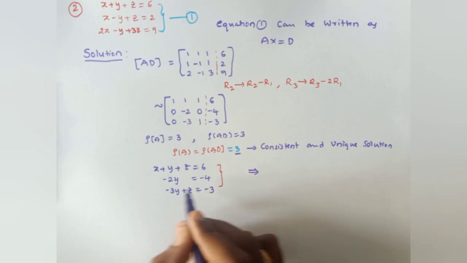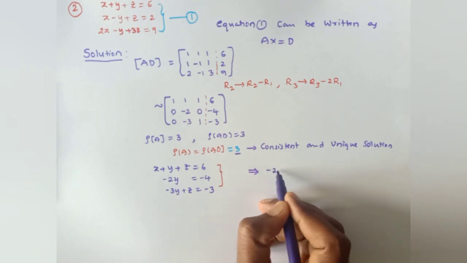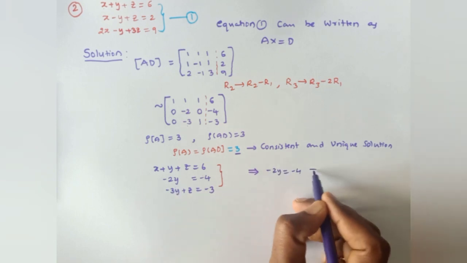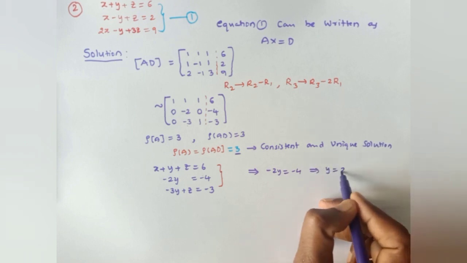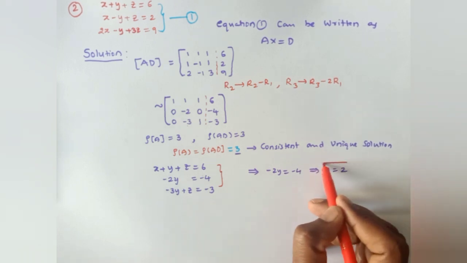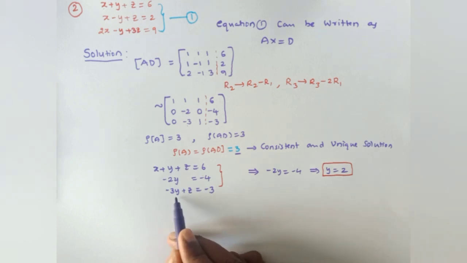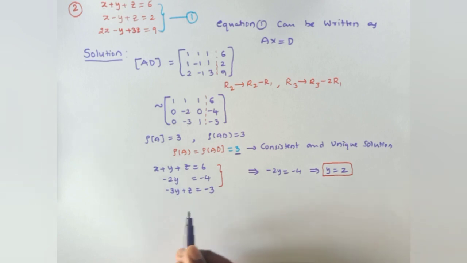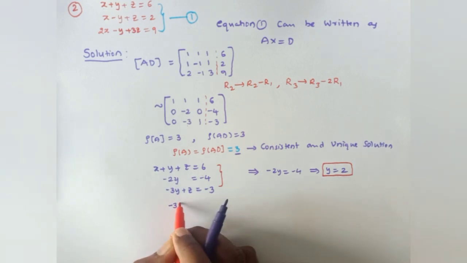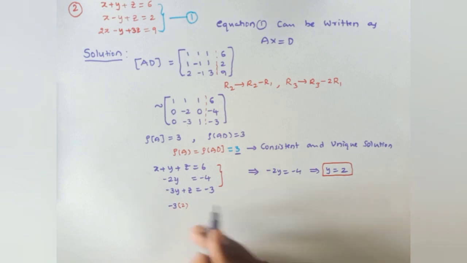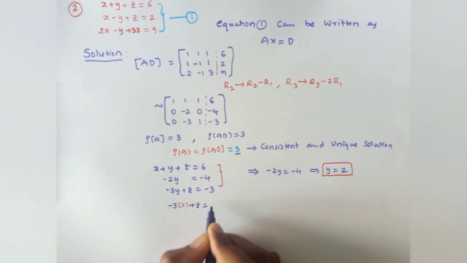So directly we can write from equation 2, minus 2y equal to minus 4. Means y equals what? 2. So the value of y has come. The value of y is 2, fixed. Next, the third equation contains only 2 variables, y and z. Already we know y, so substitute the value of y here and you get the value of z. Now see, this is minus 3 into 2, the value of y, plus z is equal to minus 3.